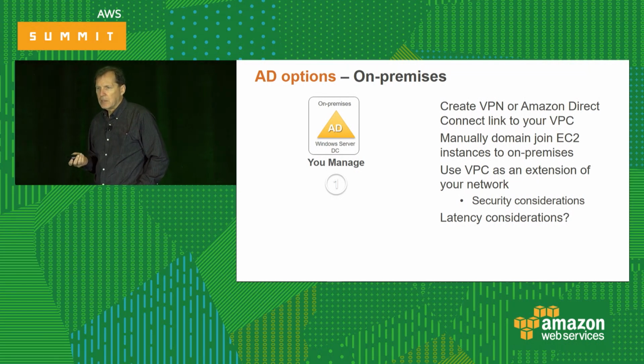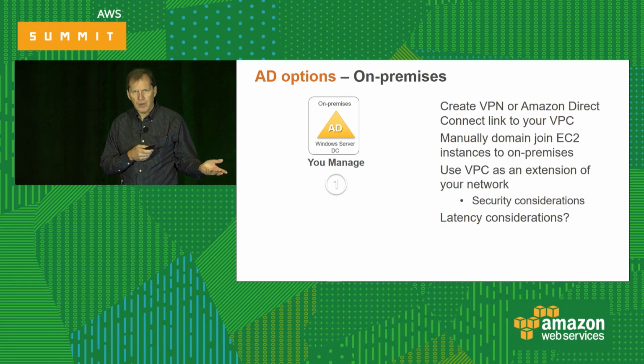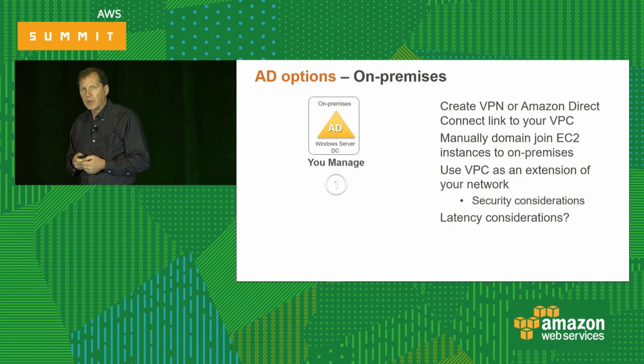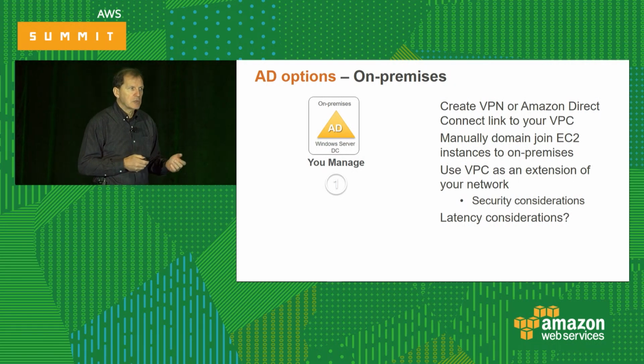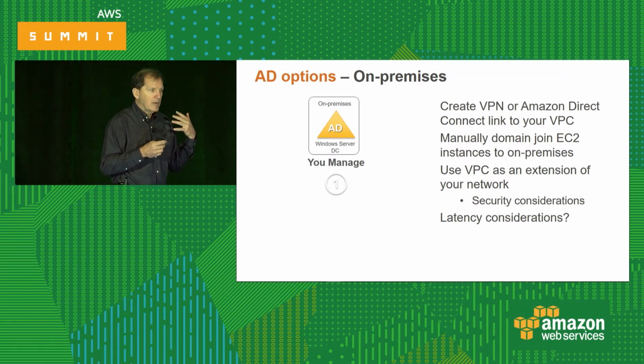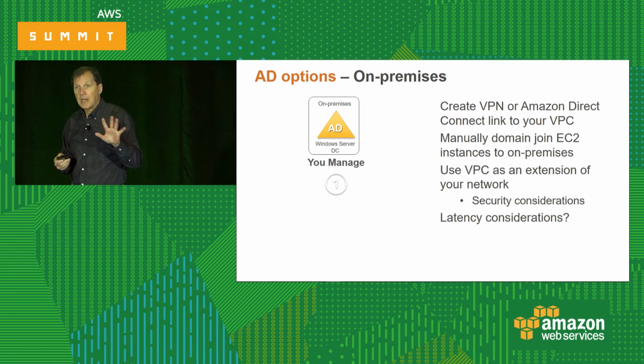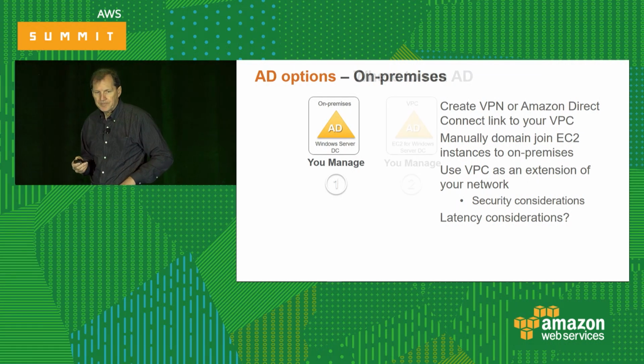But there's some security considerations you have to make sure you look at here, because you're going to have to open up a lot of ports from the cloud down to your on-premises network. Many people think that's not necessarily the best security practice. There's also some latency considerations, because you now have these cloud resources running up there, and they have to traverse across this wide area network to get to your on-premises network and use your AD. So that is an option. It's possible to do that.